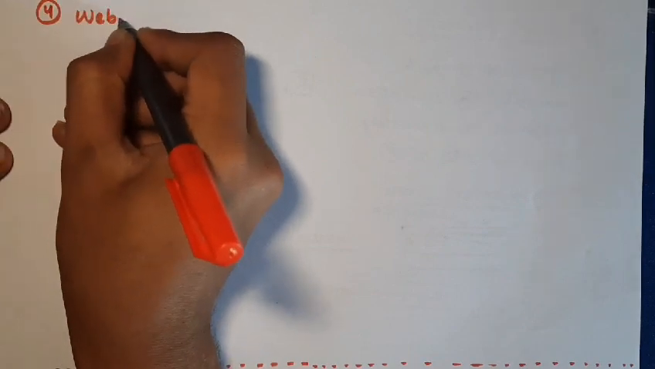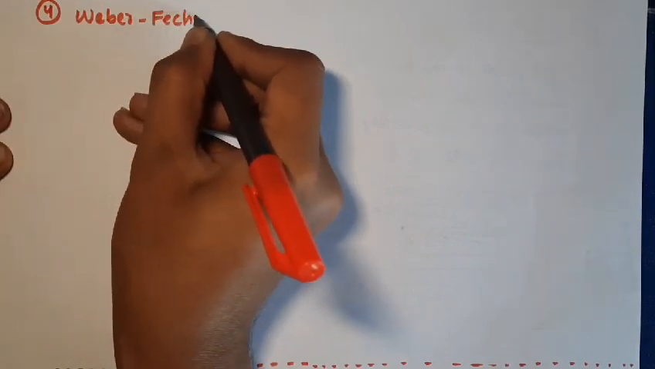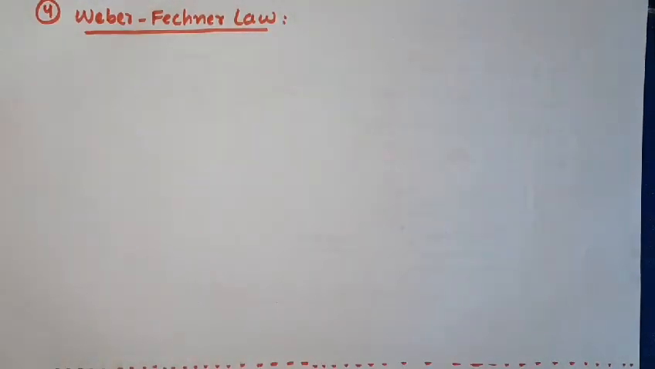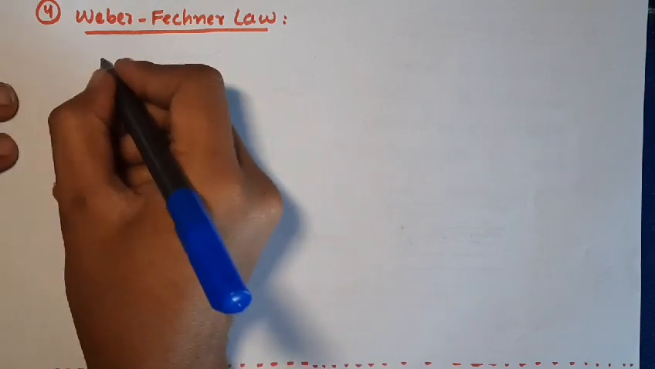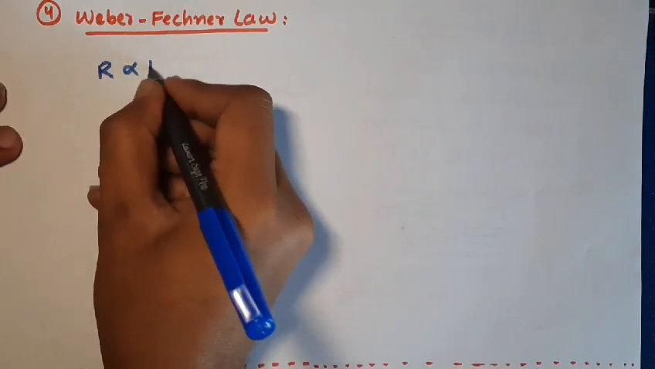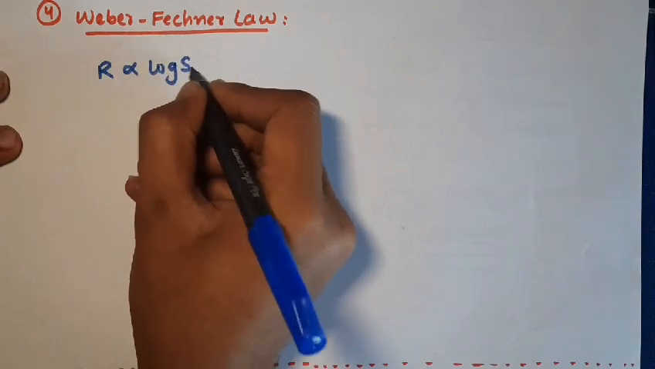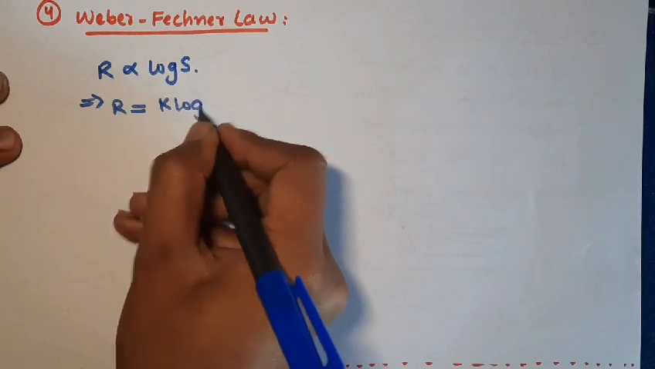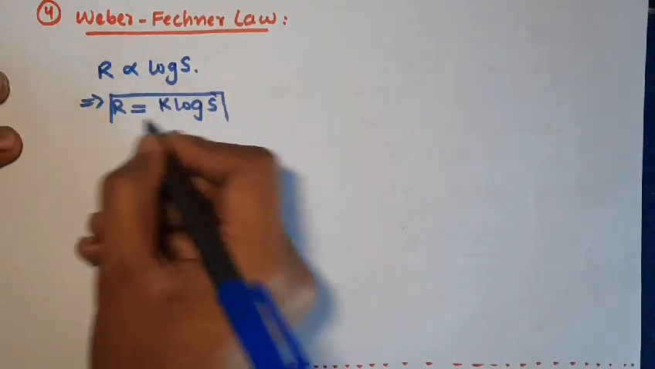Now the fourth law of sensory physiology is called the Weber-Fechner law. It's more like a mathematical equation. As per this law, the response is directly proportional to the log of the strength of the stimulus. That means R is equal to K into log S, where K is the constant of proportionality.